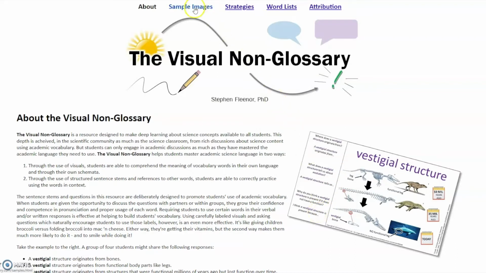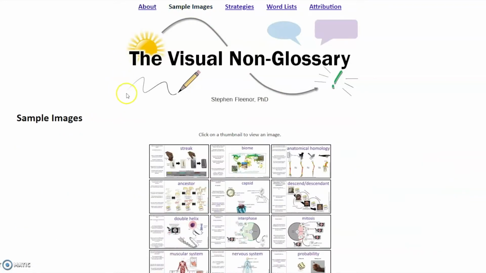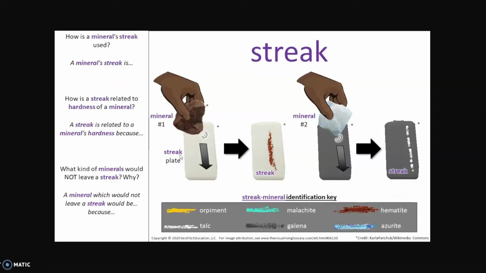So on this website, thevisualnonglossary.com, you can see, for example, sample images. You can look at the image for streak, for example, and you can see labeled vocabulary, mineral and streak, as well as guiding questions that help students to navigate through the visual. So for example, in the first question, how is a mineral streak used? One student might say, a mineral streak is used to identify what kind of mineral it is.